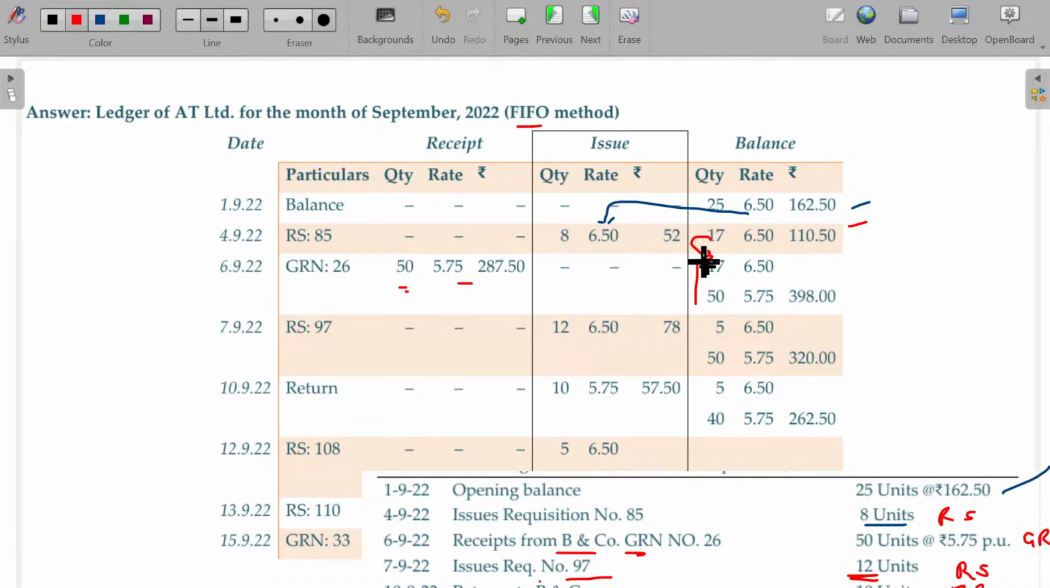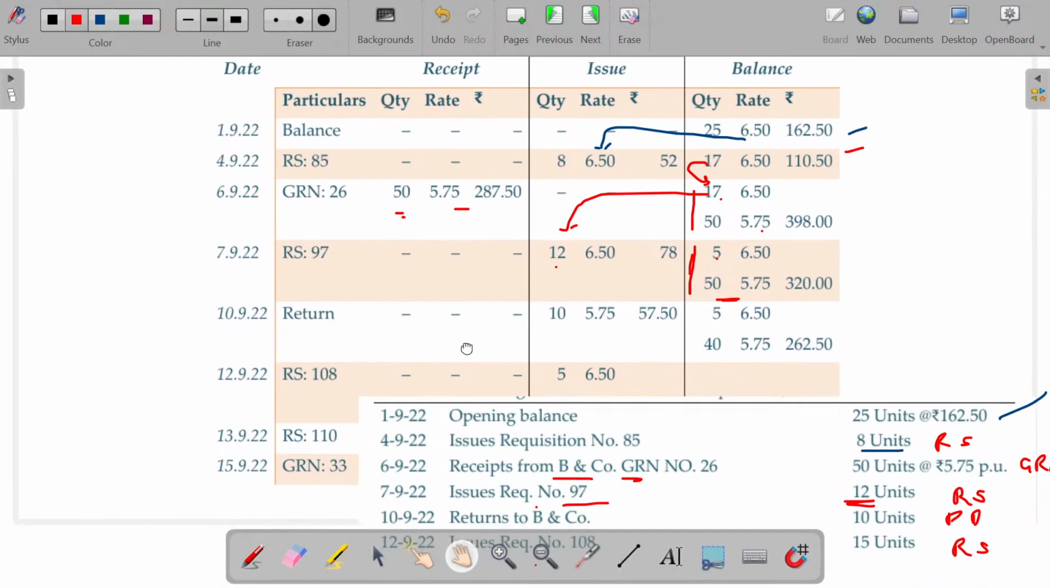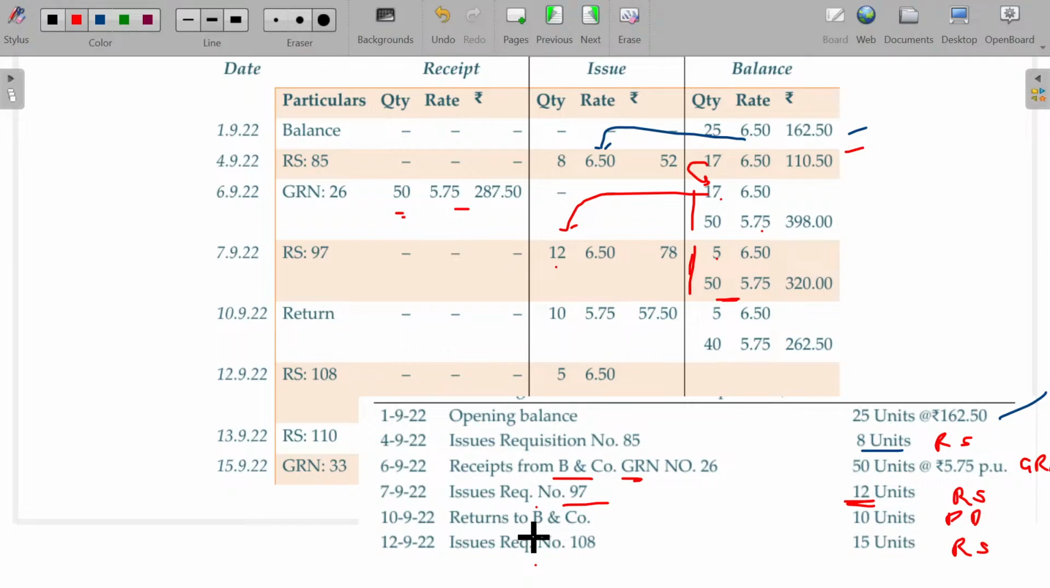As you follow the FIFO method, the first item going out will be charged at the first rate, and the balance, out of 17, 12 is subtracted, 5 is there, and another item purchased at 5.75 is also given here. Is that okay? Then what more?